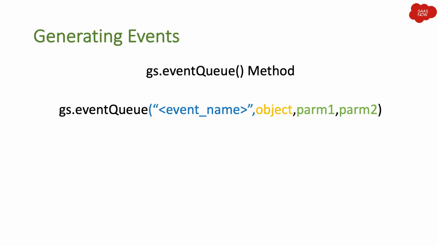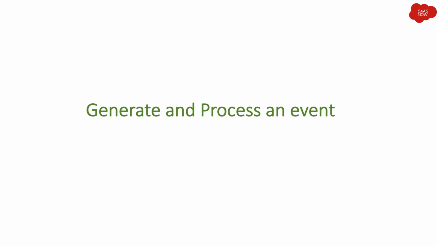So if you want to add this particular event into a custom queue, in that case, you can mention that particular queue name. And if you do not mention anything, that means this will be added to a default queue automatically. Generate and process an event.